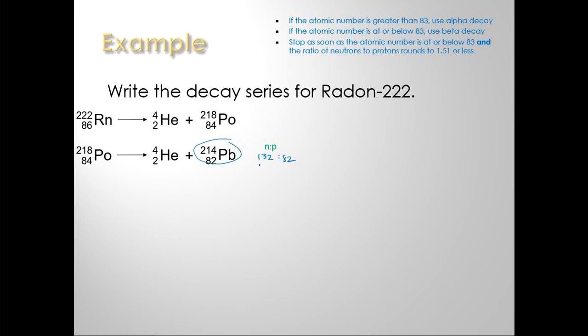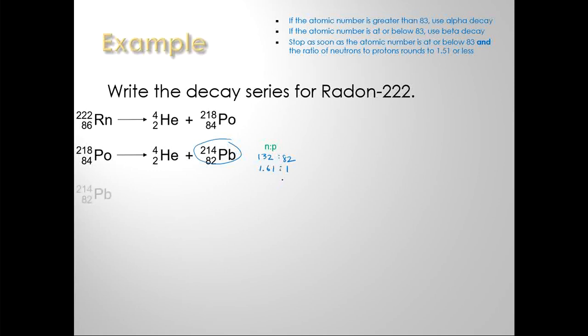So you do need to simplify it. You're going to go ahead and divide by 82 on both sides, and we get 1.61 to 1. So this ratio is still above 1.51 to 1. It means that the nucleus is still unstable. So from here, we just continue our decay series.